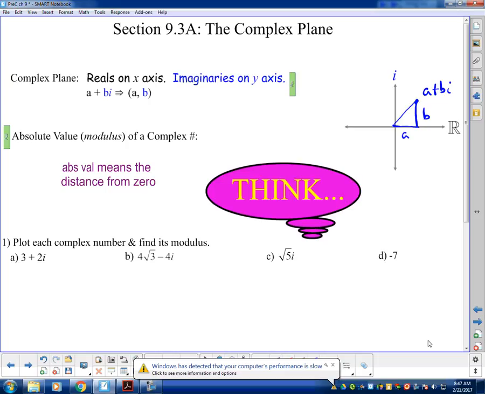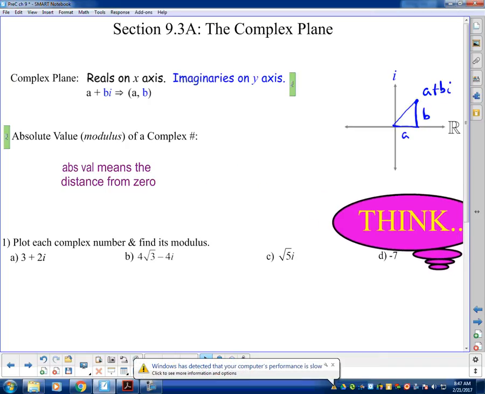So the modulus here, and this is how we write it. We symbolize the modulus with absolute value symbols around the number a plus bi, which is equal to the square root of a squared plus b squared. It's exactly the Pythagorean theorem. So this is how you find the modulus, absolute value, or length, the distance away from 0 of that complex number.